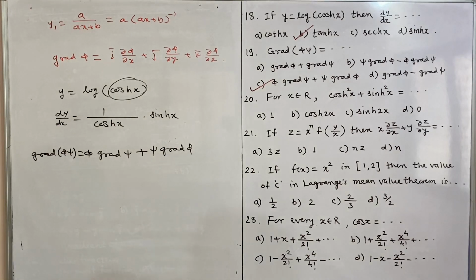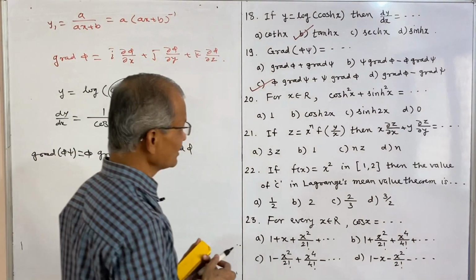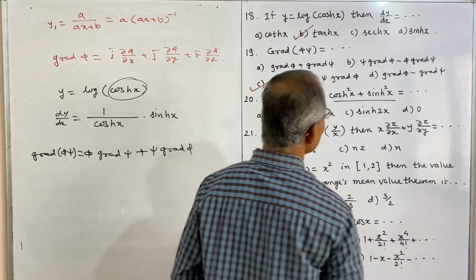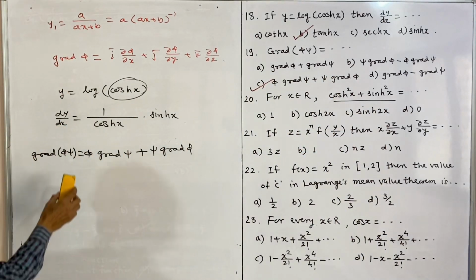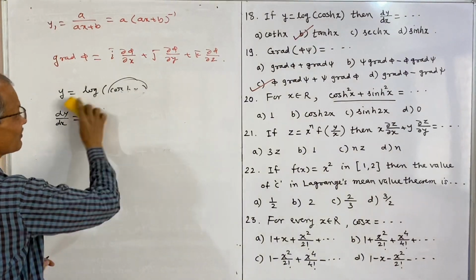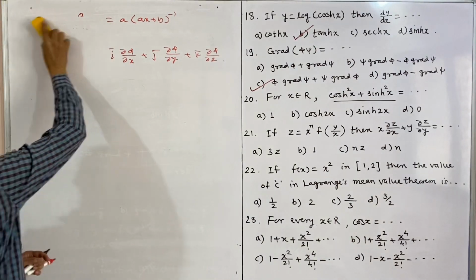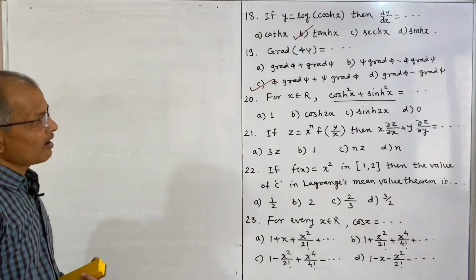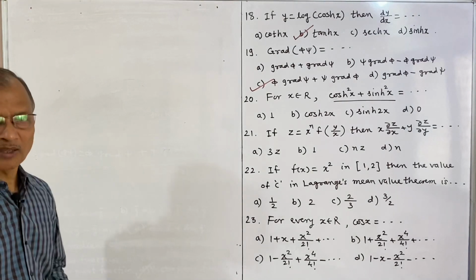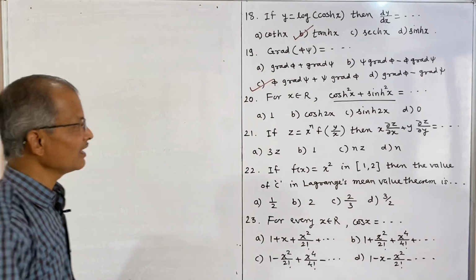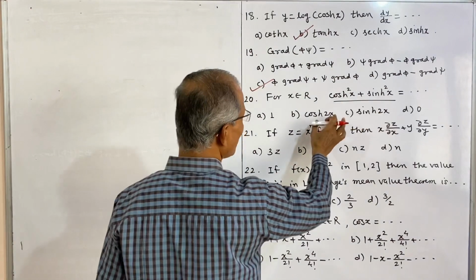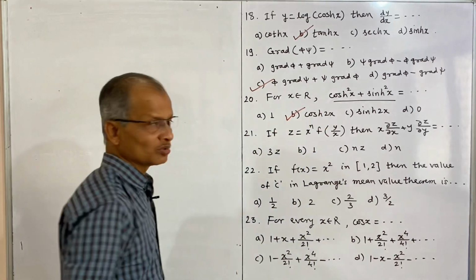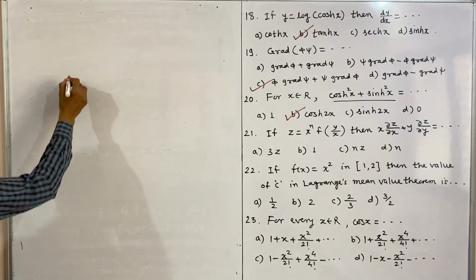For x belongs to R, what is this expression? Hyperbolic cos square x plus hyperbolic sin square x. So this expression is not 1. For circular function, cos square x plus sin square x is 1. For hyperbolic function, hyperbolic cos square minus hyperbolic sin square is 1. And here it is the formula for hyperbolic cos 2x. We can verify this using the formula for hyperbolic cos.